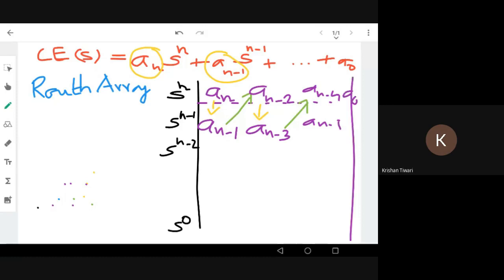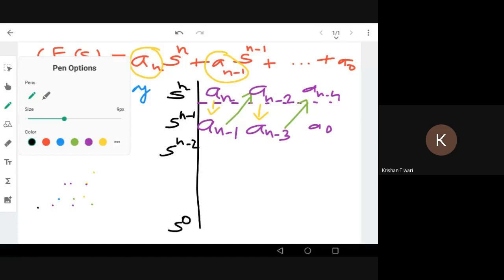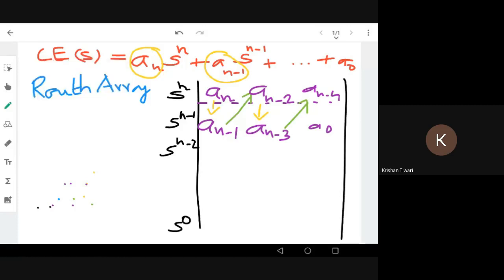Once I reach a_0, I can put a 0 in the last column of the second row. Sometimes that 0 is not required, but sometimes we have to give it. Sometimes a_0 comes at the bottom, like here, and we don't need to put that 0. We can immediately put a_0 here, and then close our Routh array. We completed our first two rows. Now what I have done is take the coefficients of s from my characteristic equation and place them inside the Routh array, just in the first two rows.